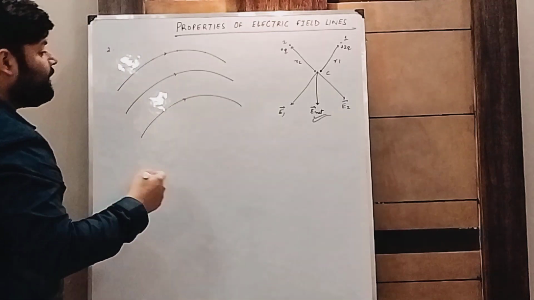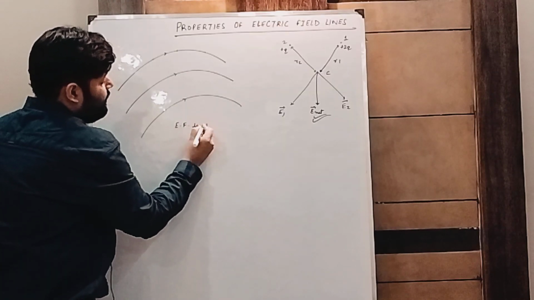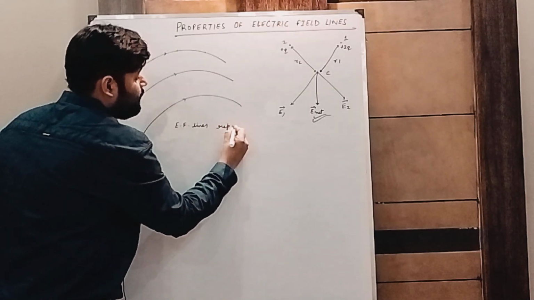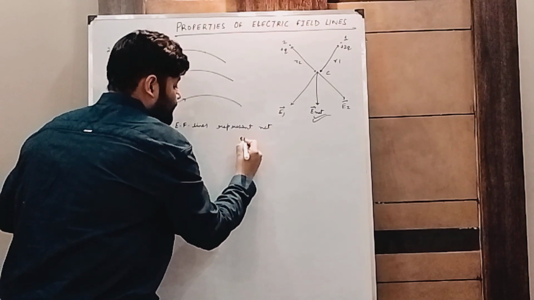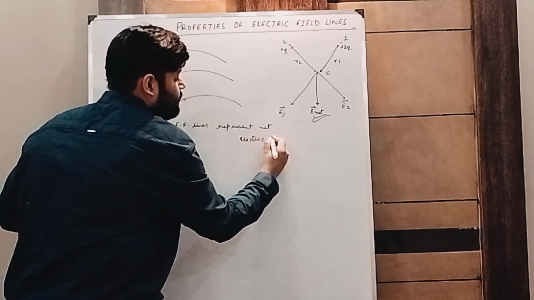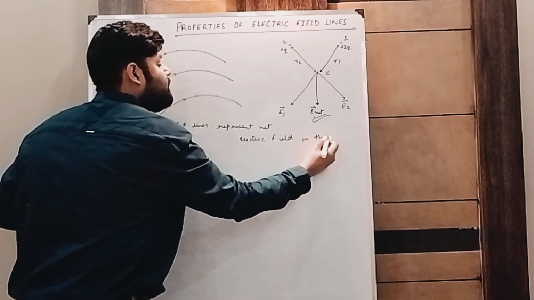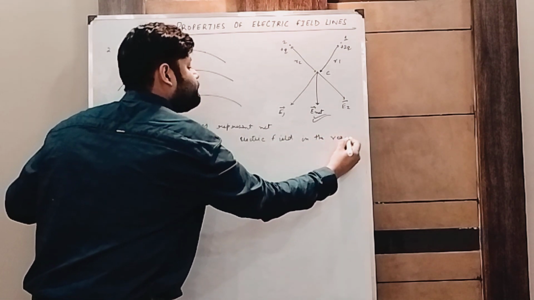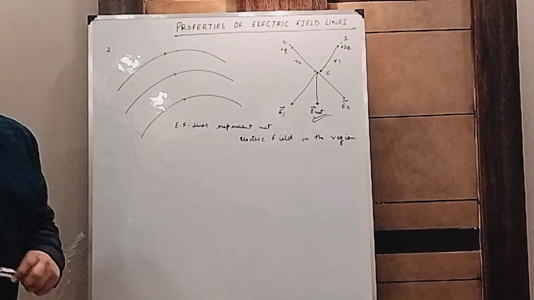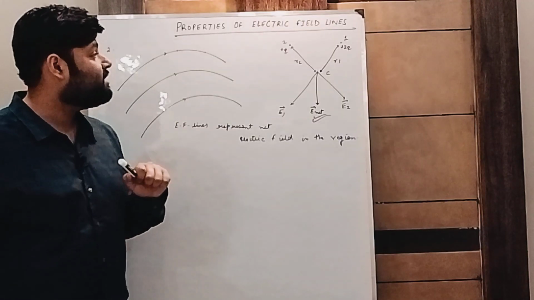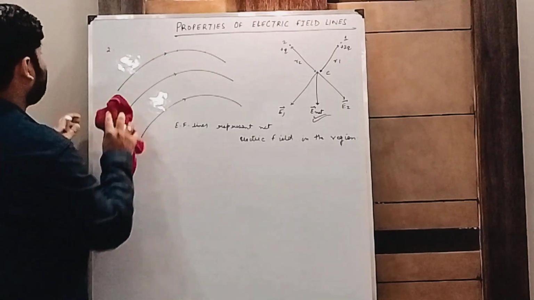So what is the second property? Electric field lines represent net electric field in the region. Okay, this was the second property, which was also fairly easy for you to understand. Now I'm going to erase it. You can pause and you can copy it if you want.